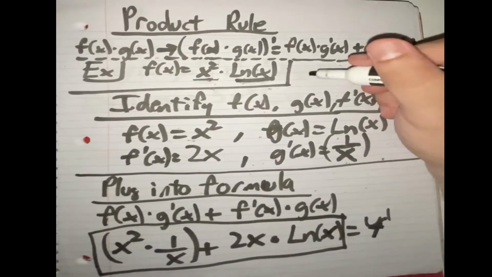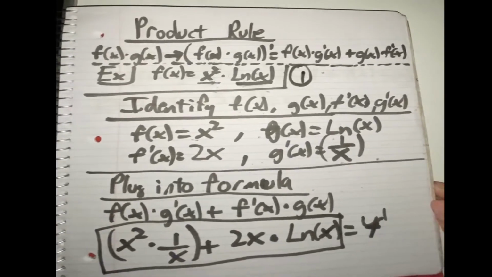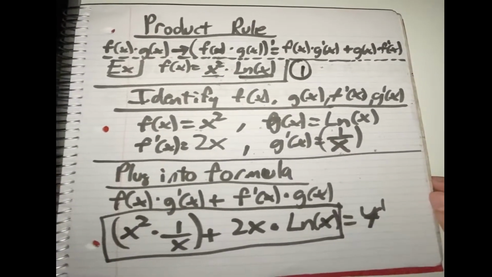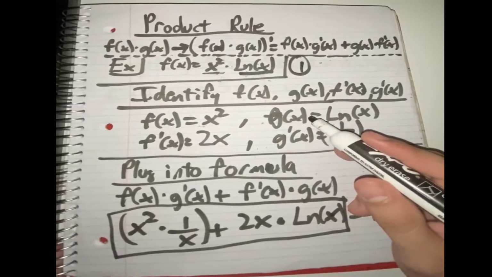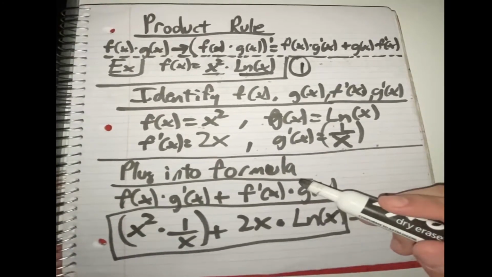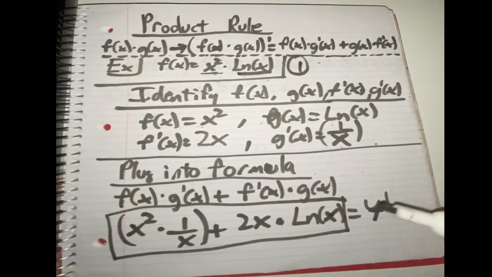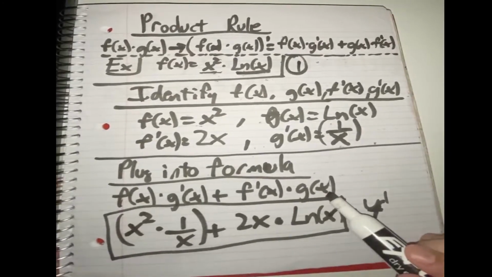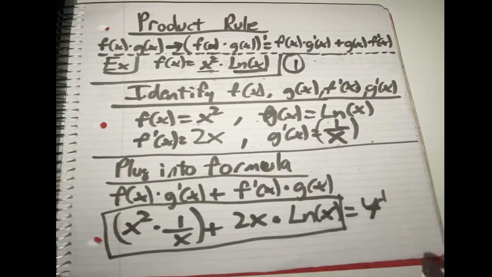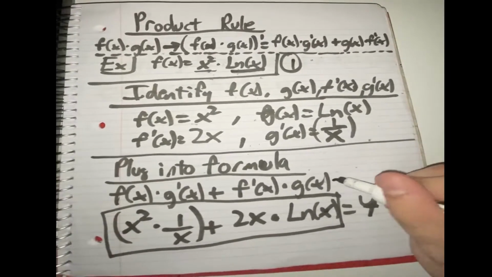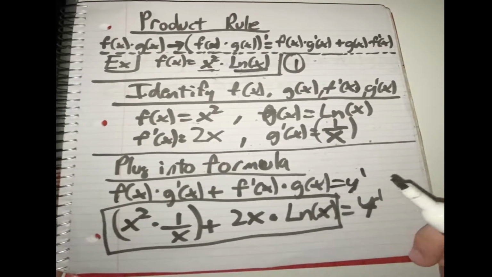Basically, step one is identify you have two functions being multiplied by each other that cannot be simplified using algebra. Step two, identify your f of x and your g of x. Step three, take the derivative of those to identify your f prime of x and g prime of x. Step four, plug it into the formula. This is the formula for the derivative using the product rule. Whenever you have two functions being multiplied by each other, this is the formula to get the derivative. All this is equal to y prime. And that's how you do it.